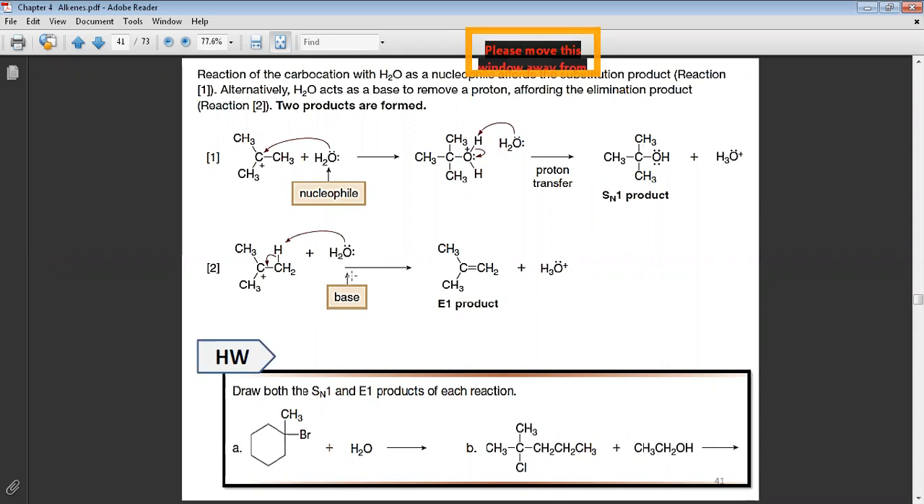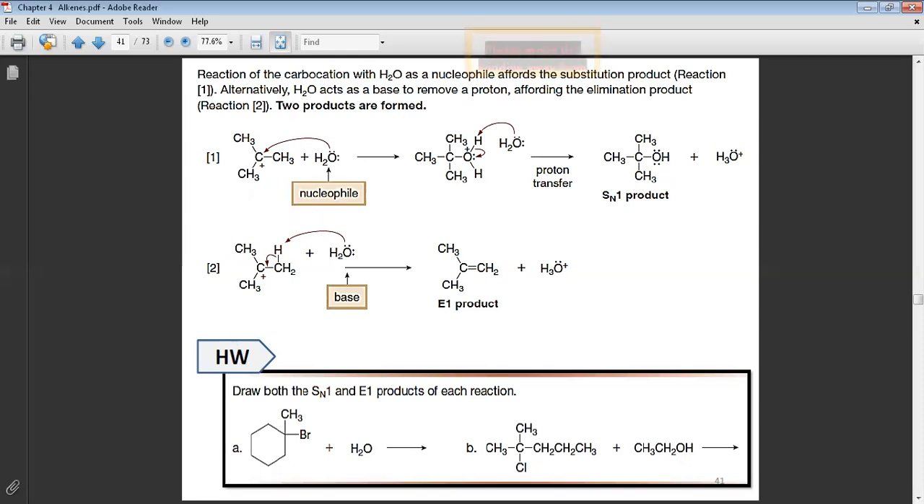But this one, no. The base attacks the beta hydrogen, this is the beta hydrogen on the beta carbon, to give you a new product. That means this is the E1 product, the elimination product, and this is the substitution product. This is the difference. The difference between the SN1 and E1 mechanisms is that in SN1 the nucleophile attacks the carbocation, but in E1 the base does not attack it; it attacks the beta hydrogen.